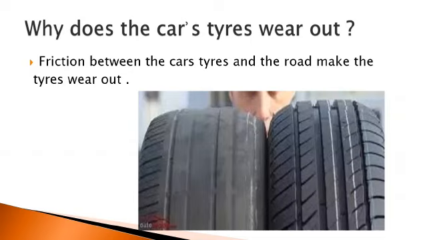And also, why, when we apply the brake on a car or a bicycle, does the tire suddenly stop? When we apply the brake, the car will suddenly stop. Why? Because there is more friction between the tire and the road, so it will stop.